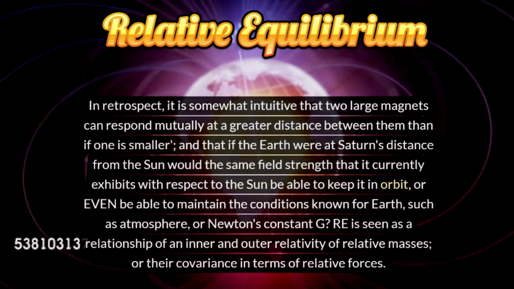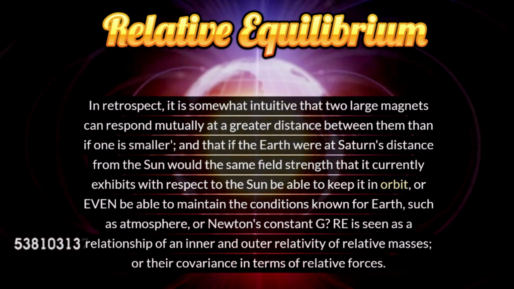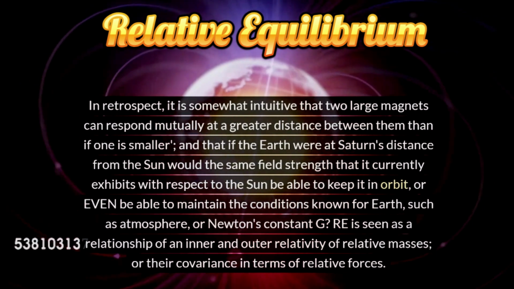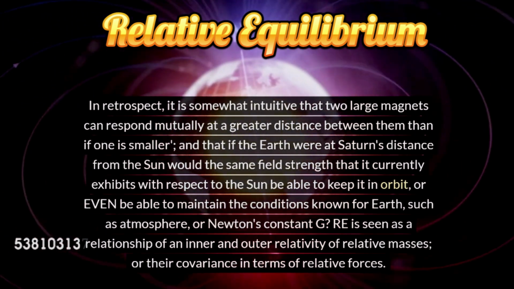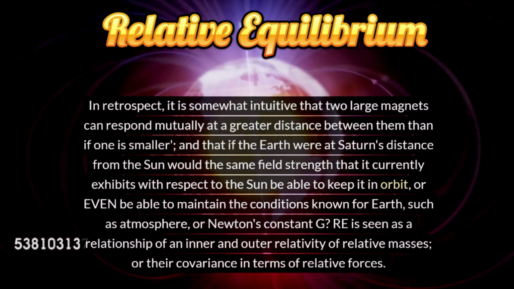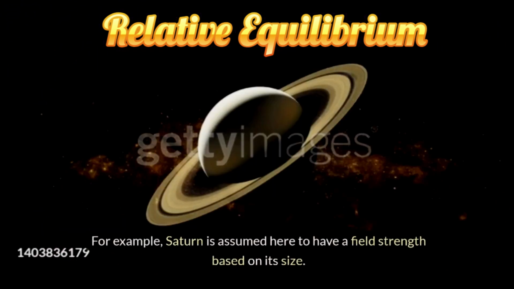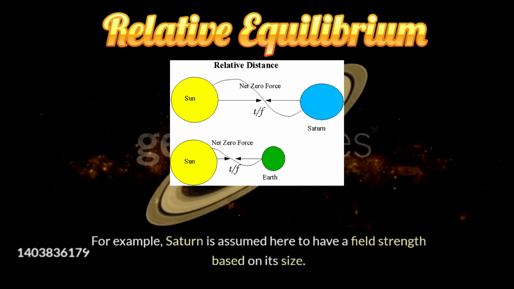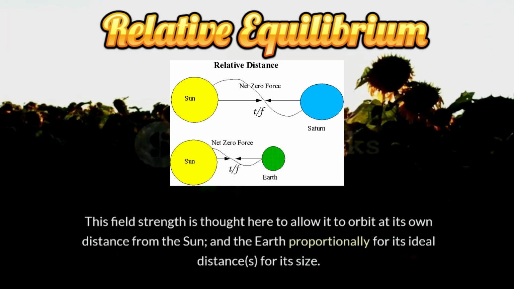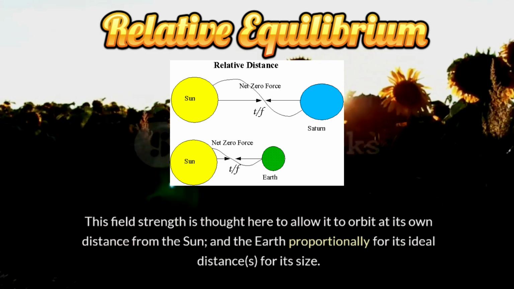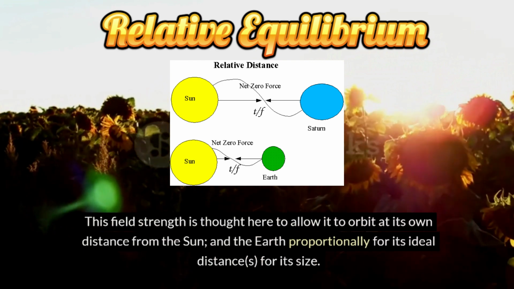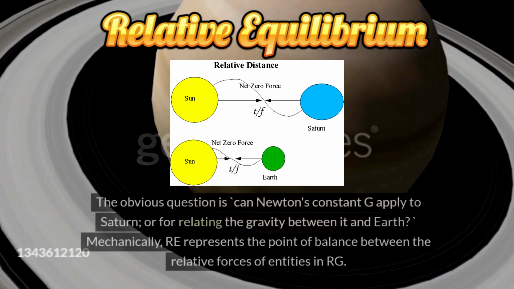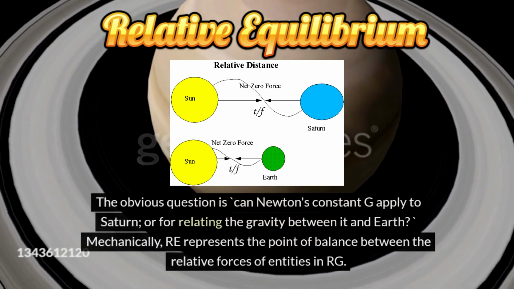Re is seen as a relationship of an inner and outer relativity of relative masses, or their covariance in terms of relative forces. For example, Saturn is assumed here to have a field strength based on its size. This field strength is thought here to allow it to orbit at its own distance from the Sun, and the Earth proportionally for its ideal distances for its size. The obvious question is, can Newton's constant g apply to Saturn, or for relating the gravity between it and Earth?